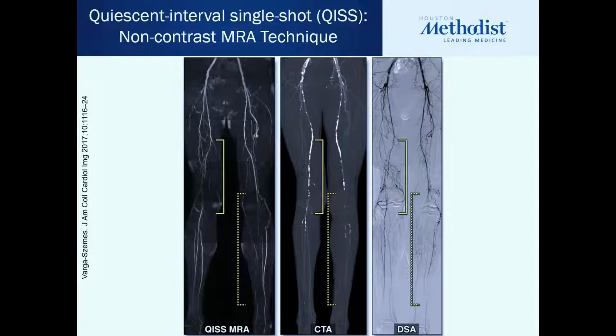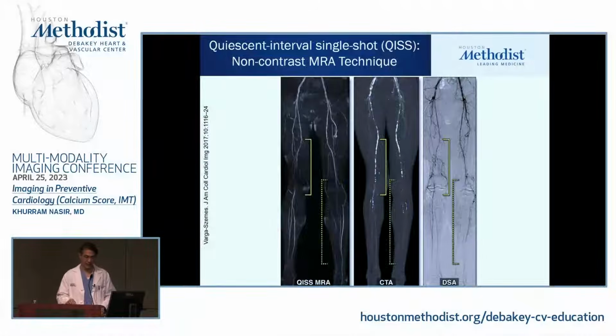One of the newer techniques that we are now using is something called the KISS, quiescent interval single shot. Again, not to get into the physics of it, just to understand that these are non-contrast techniques. No gadolinium needed, no iodine needed, no nothing needed. Just push the patient in the scanner.